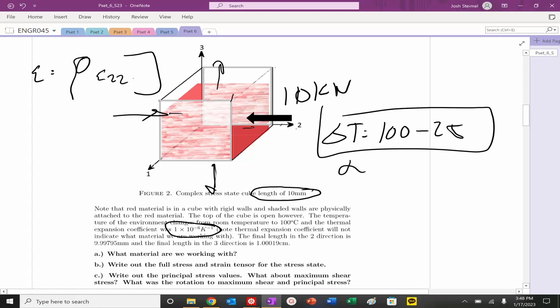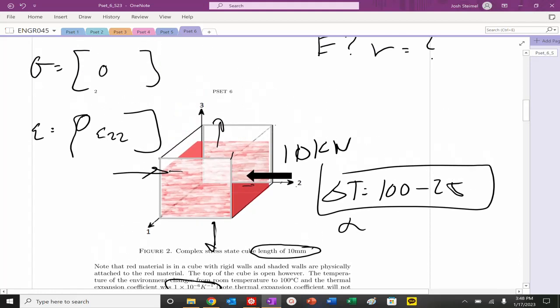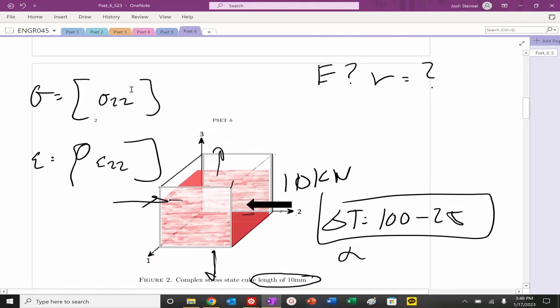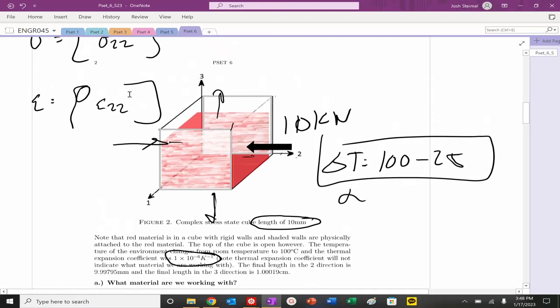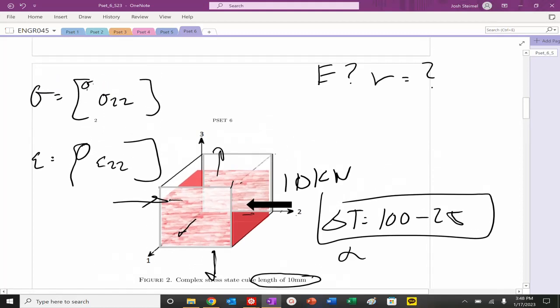We're also pushing in, compressing the material in the 2,2 direction, so there will be a strain in the 2,2. We also know that there is a stress in the 2,2 as well, and we could actually quantify that. There will be a stress in the 1,1 because the material should want to expand out here, but it's being prevented, so there will be a stress in the 1,1 as well.